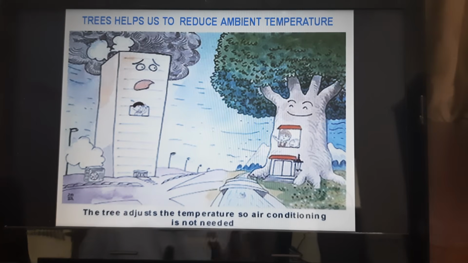Ultimately, trees definitely help to reduce the ambient temperature. Wherever the space is there, whatever the location in and around your premises, definitely grow trees. They moderate the temperature so that the air conditioner usage can be curbed, can be reduced.